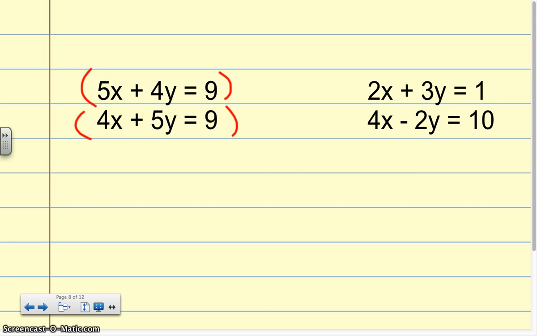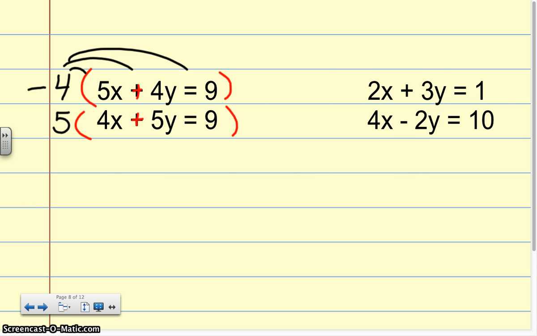I also noticed that everything is the same sign. So I got 2 positives going on here, and I got 2 positives with the leading coefficients. So that tells me that I'm going to multiply one of them through by a negative as well to make them opposite. Asking myself what's a multiple between 5 and 4, and I should notice that 20 goes into 5 and 4. So I need to multiply 5 through by 4 in order to get to 20, and 4 through by 5 in order to get to 20. Now distribute.